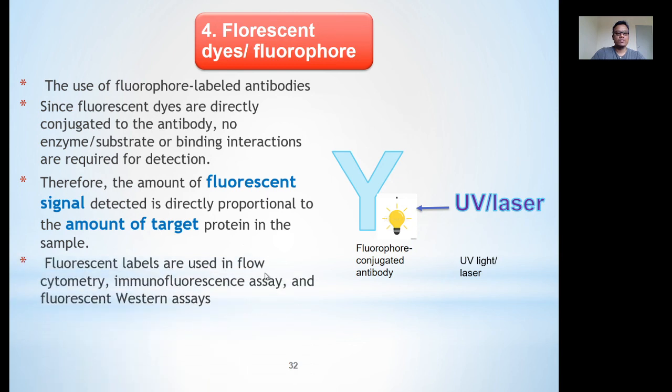Fluorescent labels are used in flow cytometry, immunofluorescent assay, and fluorescent western assay, to name a few. So this method is also one of the most widely used in the diagnostic laboratory.